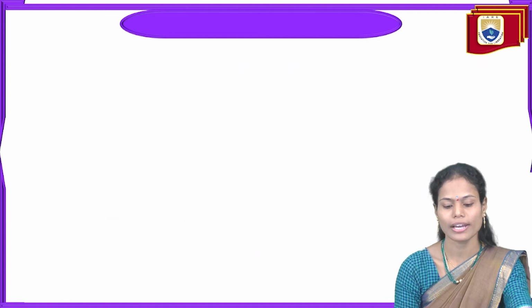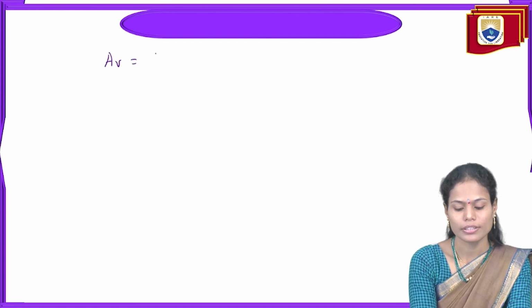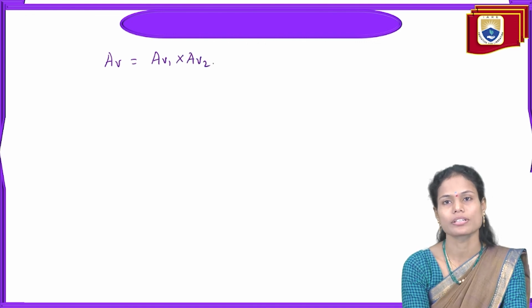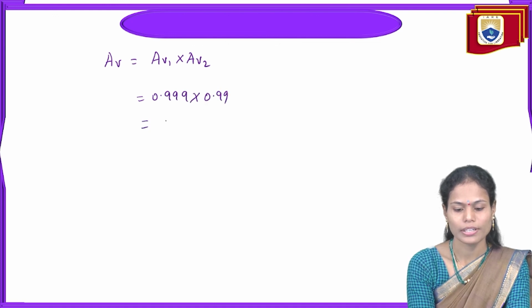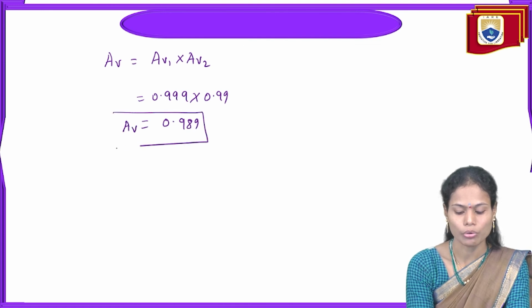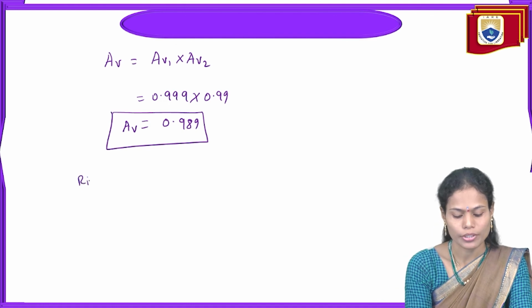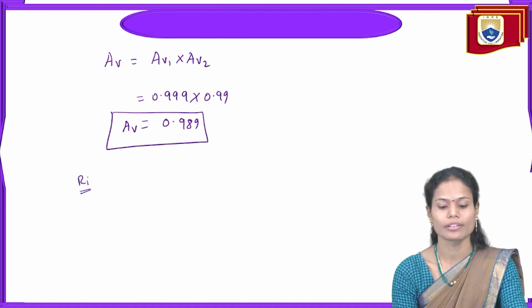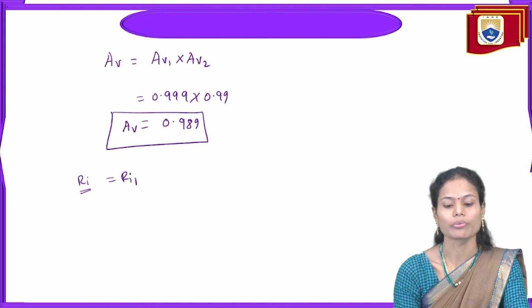And next we need to calculate the overall voltage gain AV here. That is the multiplication of the gain of the first stage as well as second stage gains here. That is 0.999 into 0.99. We will get it as 0.989 is the overall voltage gain. It is merely 1 here. And next, overall input resistance RA. To calculate this, that is equal to RA1.